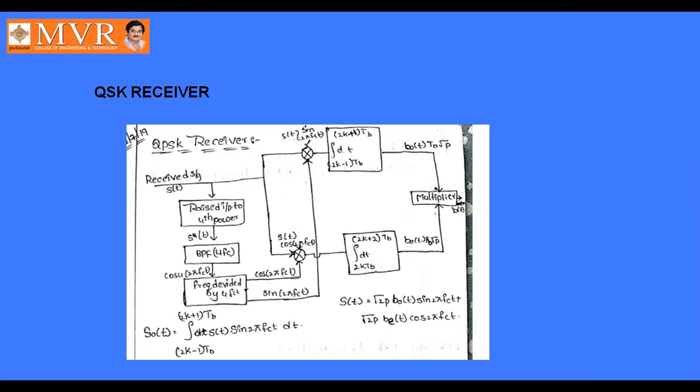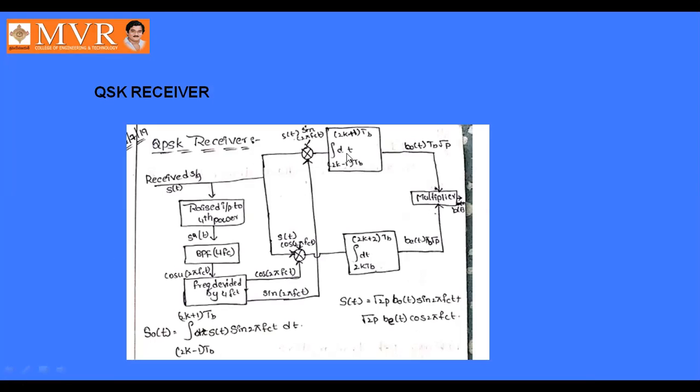So this received signal is applied to two product modulators. After frequency division by 4, cos 2 pi fct and sin 2 pi fct are applied to the two product modulators. This is one product modulator and this is another product modulator. When applied to this product modulator, we get S of t into cos 2 pi fct. And here it is S of t into sin 2 pi fct.